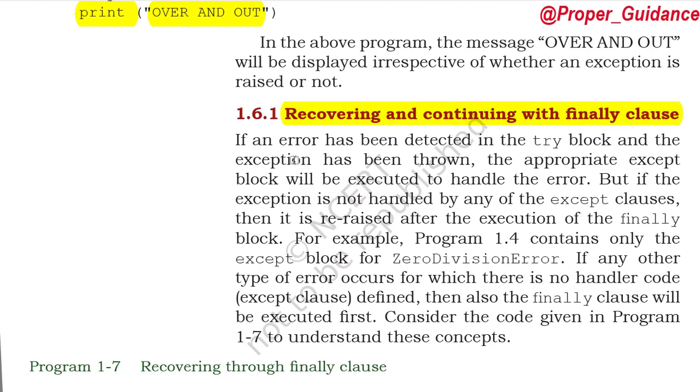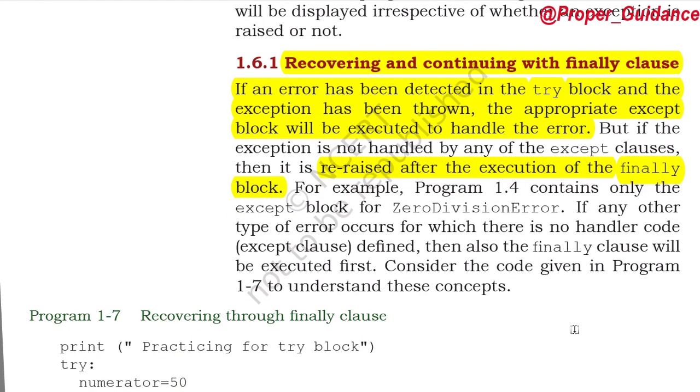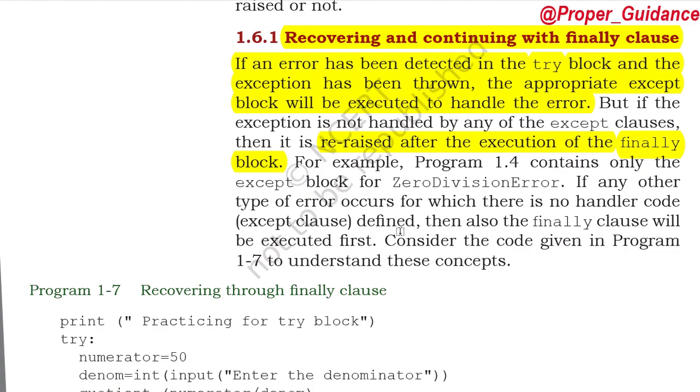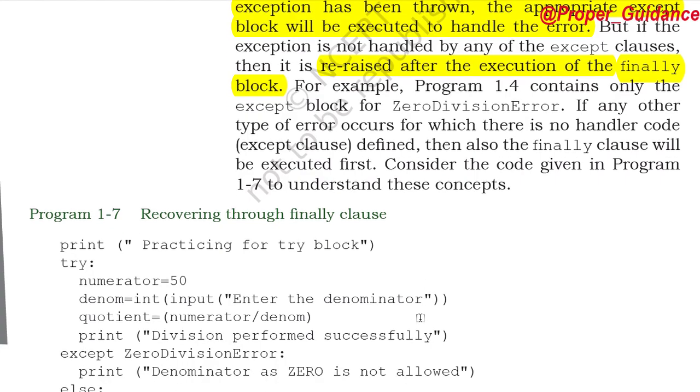Recovering and continuing with the finally clause: what happens if an error has been detected in the try block and the exception has been thrown? The appropriate except block will be executed to handle the error. But if the exception is not handled by any of the except clauses, then it is re-raised after the execution of the finally block. For example, program 1.4 contains only the except block for ZeroDivisionError. If any other type of error occurs for which there is no handler code defined, then also the finally clause will be executed first. Consider the code given here.